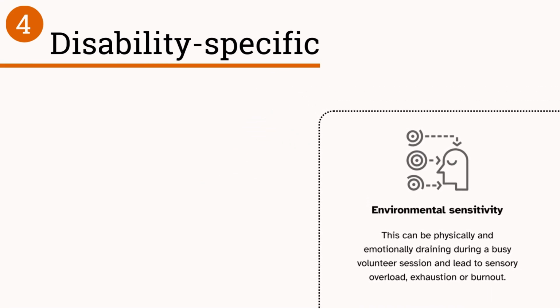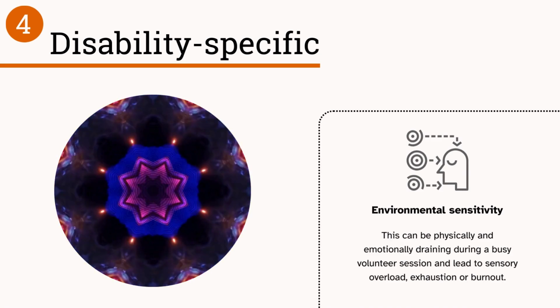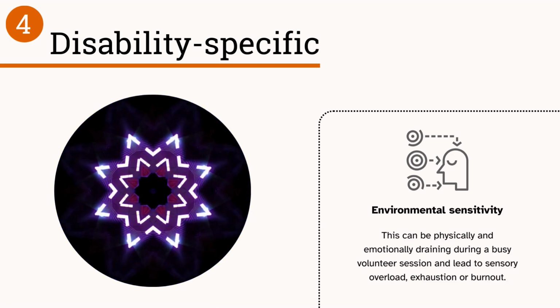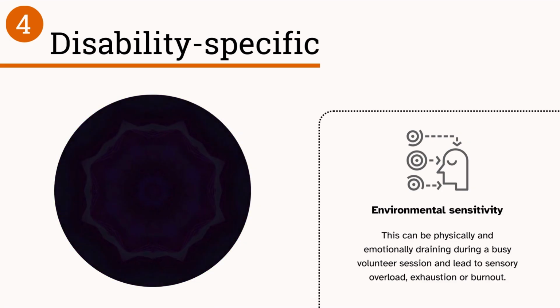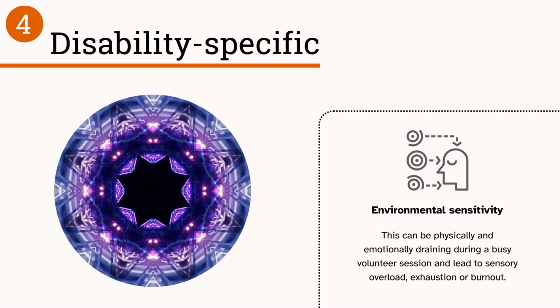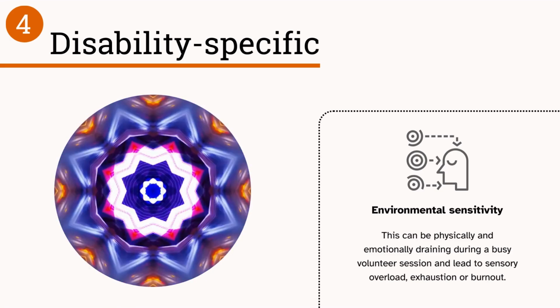One final example of a disability-specific barrier is environmental sensitivity. Some people with neurological conditions, including many autistic people, experience hypersensitivity to environmental factors, such as bright lights, sounds, and smells. This can be physically and emotionally draining during a busy volunteer session and lead to sensory overload, exhaustion, or burnout.